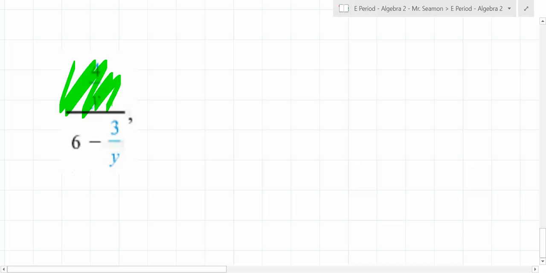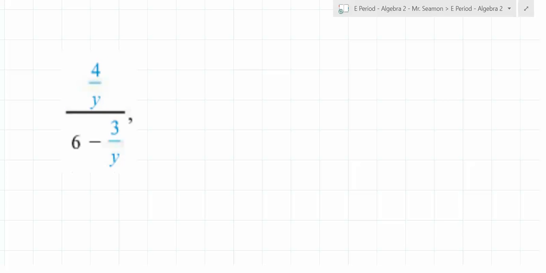Ready? Ignore that. Can you do something to the 6 minus 3y? To add or subtract fractions, what do you need? You need a common denominator. We like the least common denominator, but you don't necessarily have to have it. So, what could we do first?